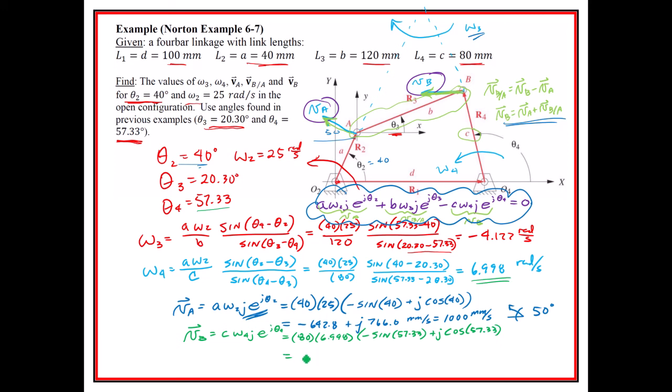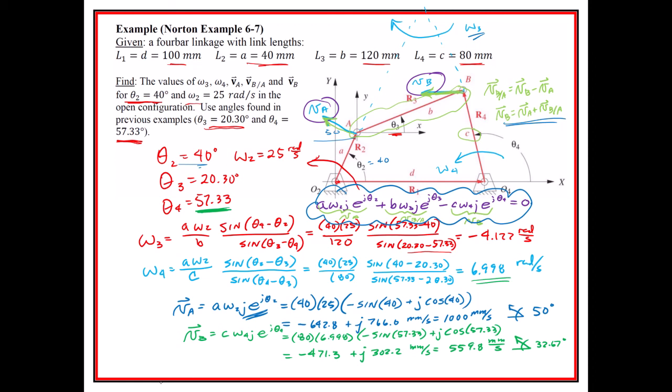If we work out the values here, we get negative 471.3 plus j times 302.2 millimeters per second. And then we could find the magnitude of 559.8 millimeters per second. And we would also find that it has an angle of 32.67 degrees, which actually will probably be just the complement of 57.33, you'll notice.